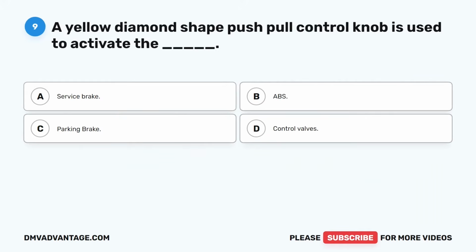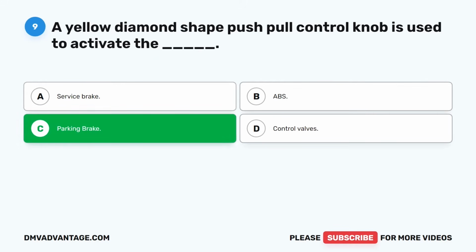Question 9. A yellow diamond shape push-pull control knob is used to activate the blank. A. Service brake. B. ABS. C. Parking brake. D. Control valves. The correct answer is C. Parking brake.